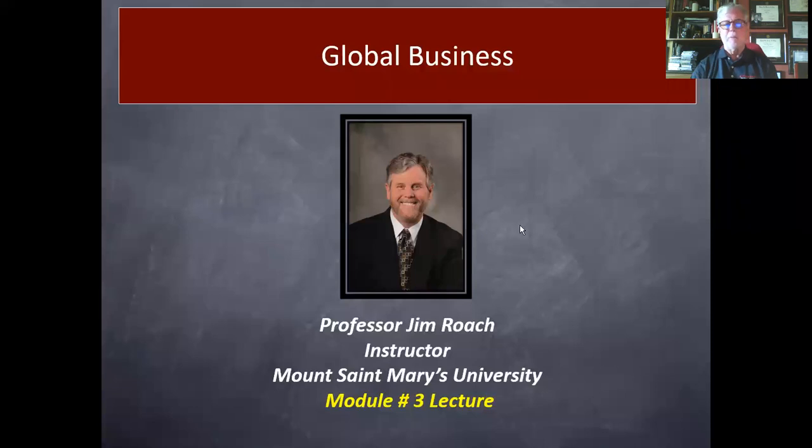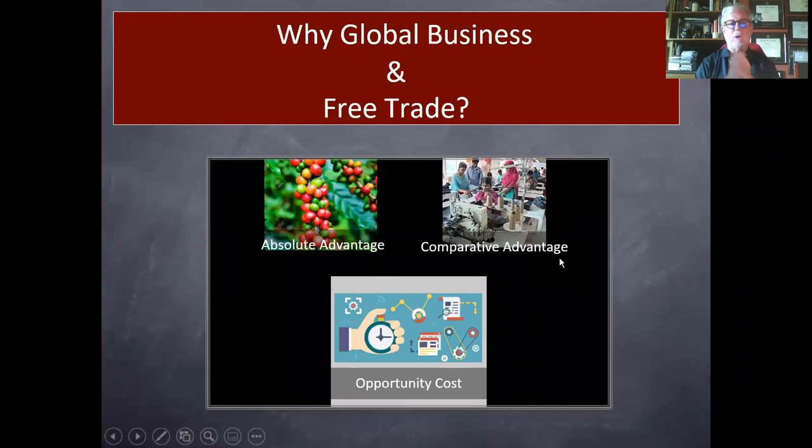So please stay with me as we move along with our next lecture. We're going to start off with a couple of influences on international trade. Three things: absolute advantage, comparative advantage, and opportunity costs.